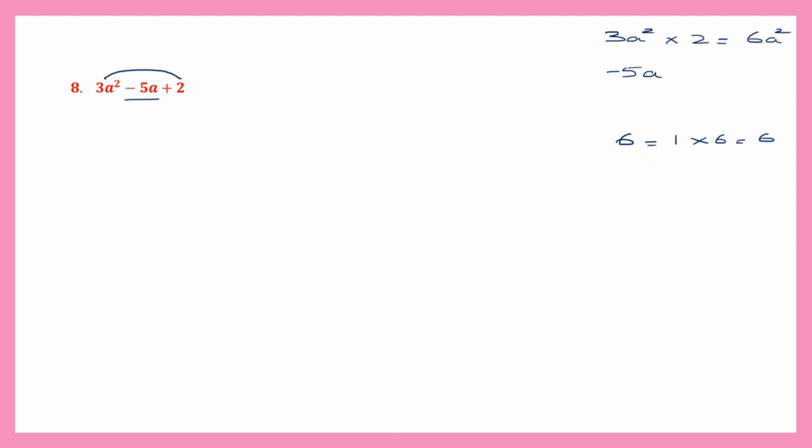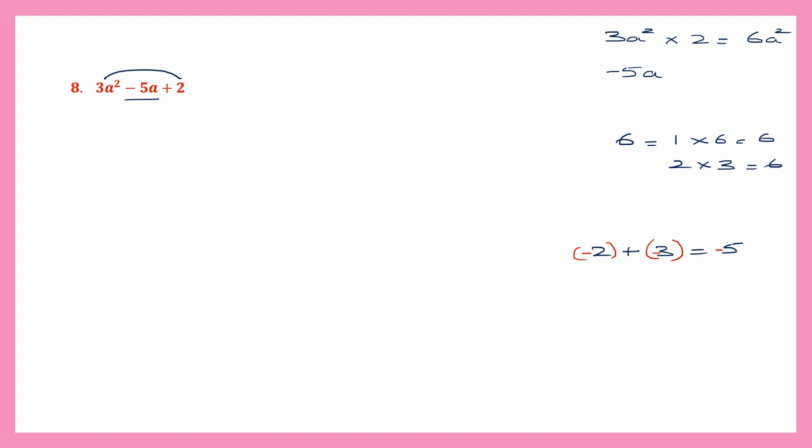So let's look at other factors of 6. What are the other factors of 6? 2 3s are 6. Okay. Now 2 into 3 is 6. Now let's see if we add up those whether we'll get 5. 2 plus 3 is 5. We're getting 5. But here as you can see, I need to get minus 5. To get minus 5, I need to put a minus sign for both. So if I put minus 2 here plus minus 3, I will get minus 5.